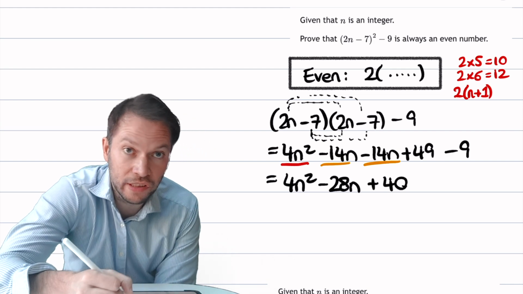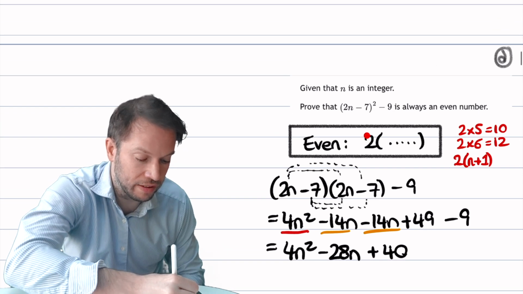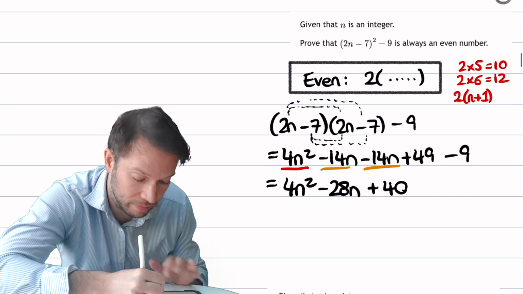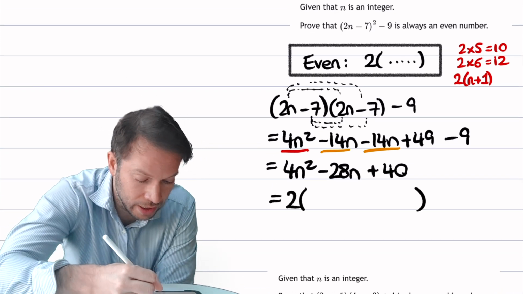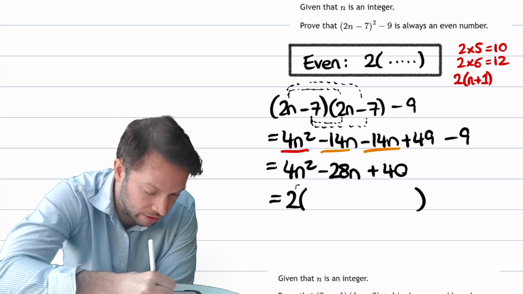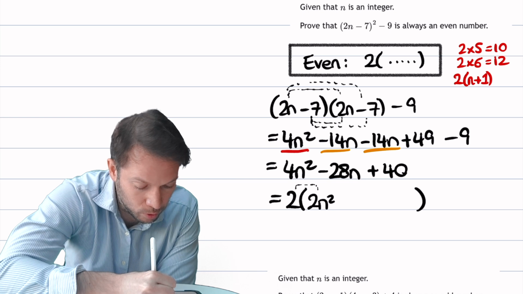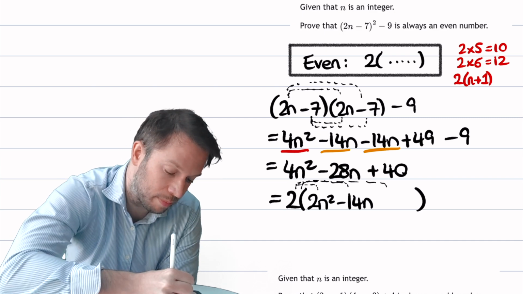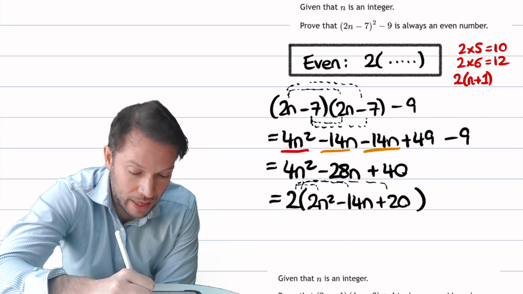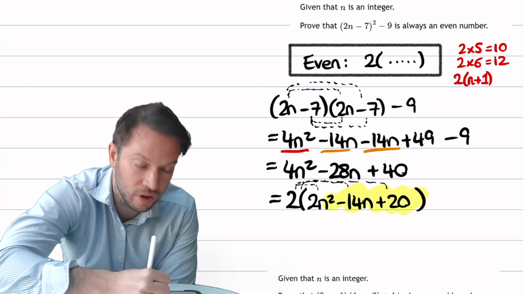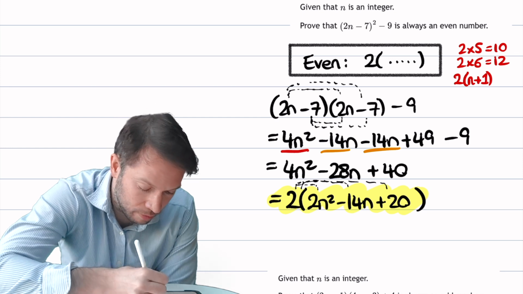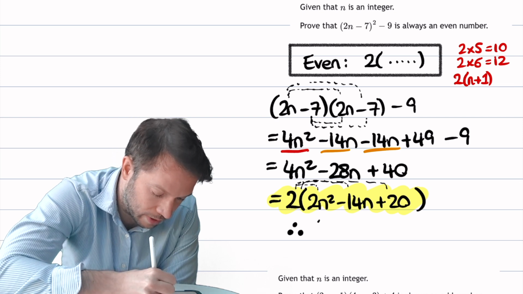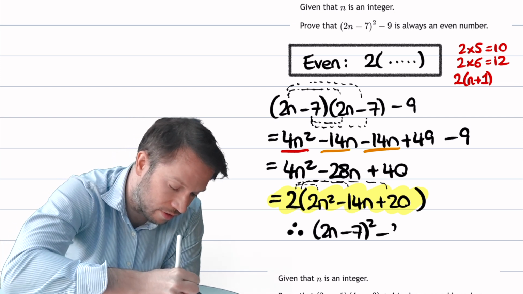Now, we said to show that this is even, it has to be written in the form 2 times something. So 2 with a bracket after. So we just need to factorize a 2 out to show that it can be written as 2 times something. So if we do that, 2 times what is 4n squared, well, it's 2n squared. 2 times what is minus 28n, well, it's minus 14n. And 2 times what is 40, which is plus 20. So we factorize out the 2, and therefore, because it can be written as 2 times a whole number, we know it's therefore even. So we can write therefore, that's the therefore symbol, 2n minus 7 squared minus 9 is always even.